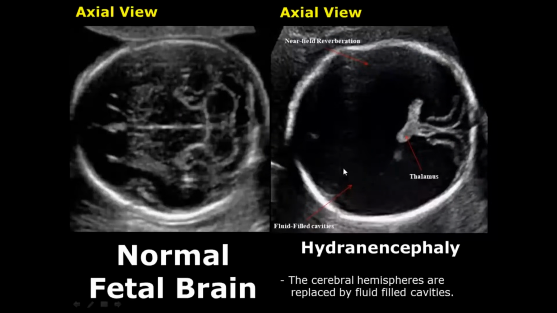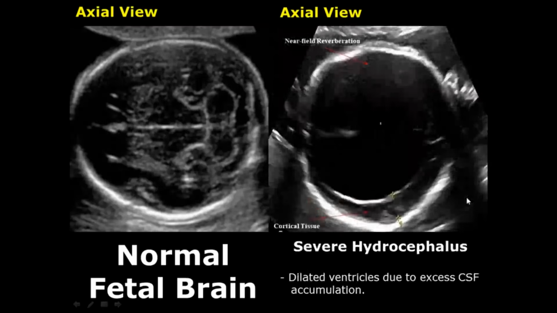Hydranencephaly is a rare condition in which the cerebral hemispheres are replaced by large, fluid-filled cavities. I do not see any brain tissue over here, with a little bit of visualization of the thalami. One way to distinguish between Hydranencephaly and severe hydrocephalus is the presence of some cortical tissue in the case of severe hydrocephalus.